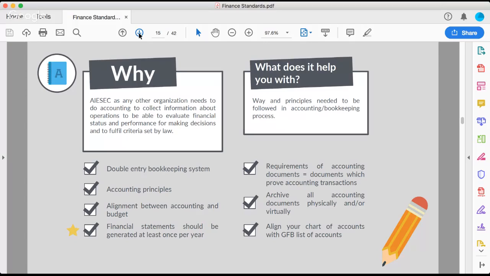Then next, archive all accounting documents physically and or virtually. Like I already explained, I would like everyone to keep them physically for 7 years to make sure that we are legally covered. And align your chart of accounts with the GFB list of accounts. This has already been done, and it basically explains how every account is linked to the one the Global Finance Board is using. But for you at the moment, this is not something to worry about, but we're going to change when we're working with the new reporting system. I will explain to you how each of them links to the Global Finance Board list of accounts.